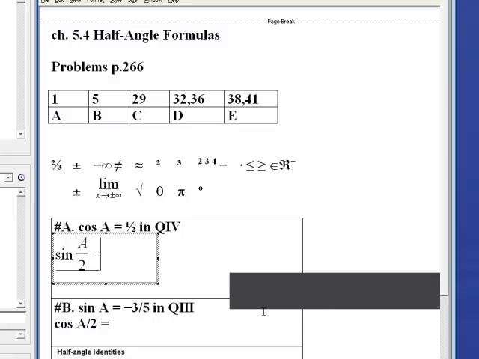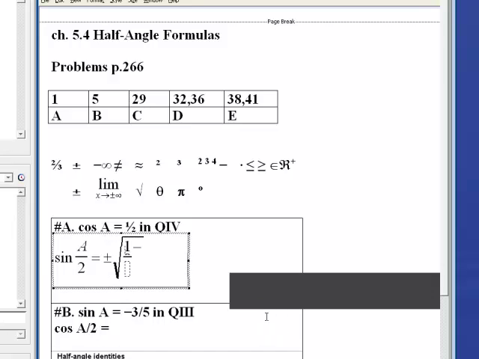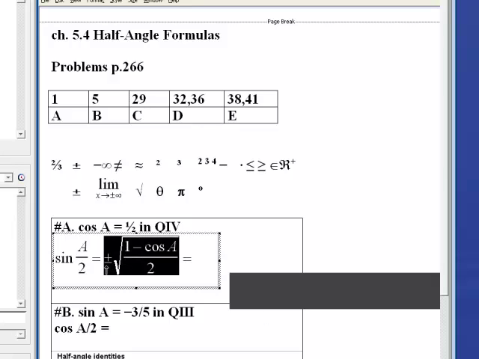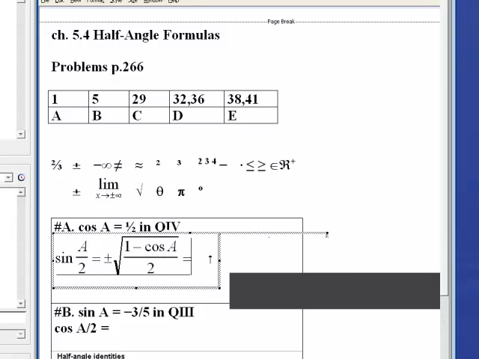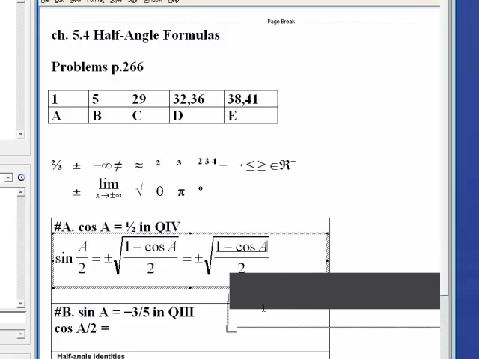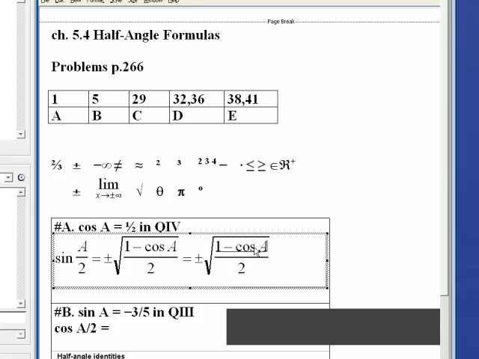equals, of course, plus minus square root of fraction 1 minus cosine A over 2 equals, now we're going to plug in the numbers. So here we're going to have 1/2, because that's what it says for cosine, so minus 1/2.